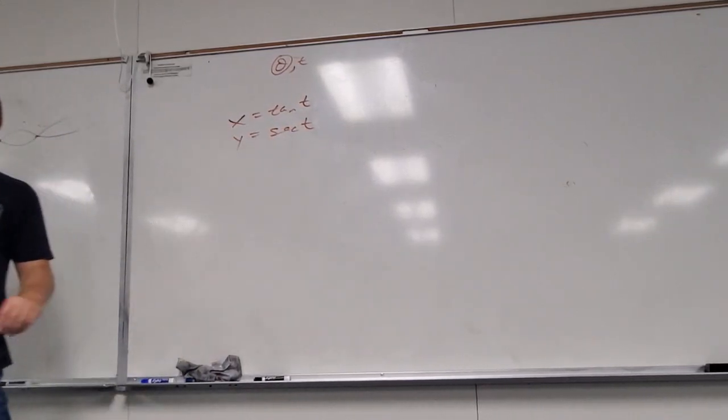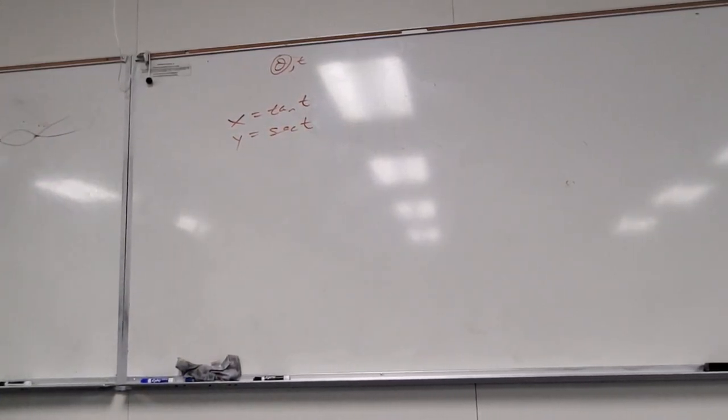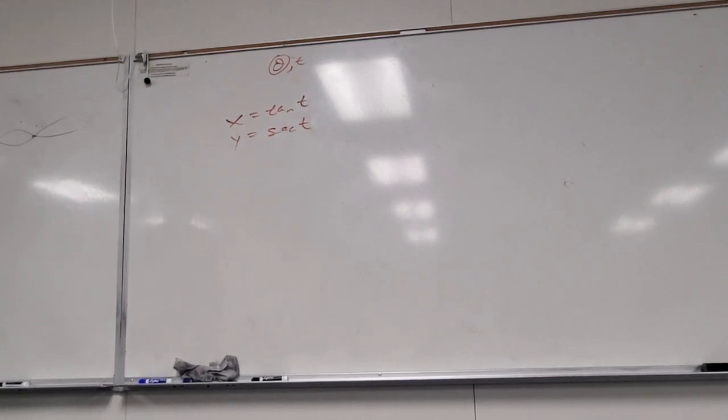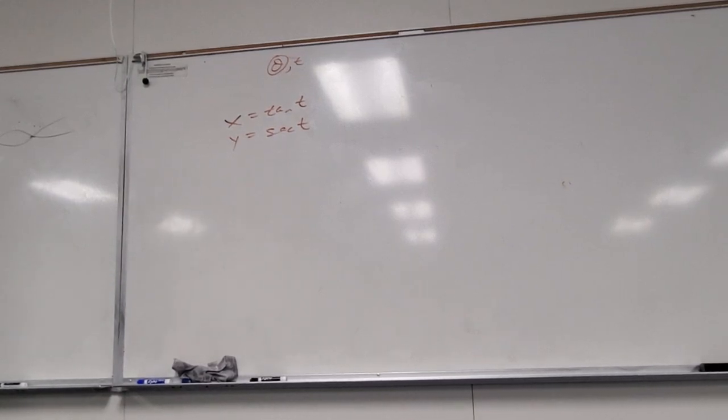Parametric does not require t. It's sort of like the letter x. It's just a letter that's most commonly used. It makes sense that if we're dealing with trig, we actually choose the letter theta instead. Okay. Anybody have any idea how to eliminate the parameter here?